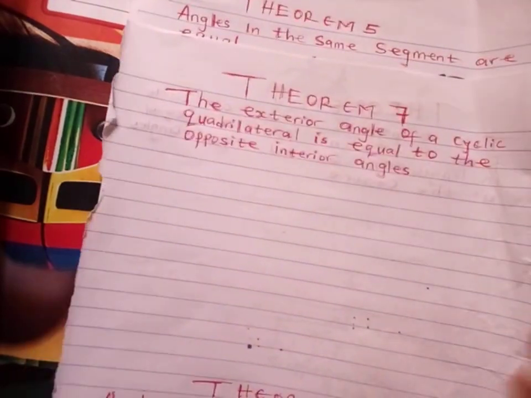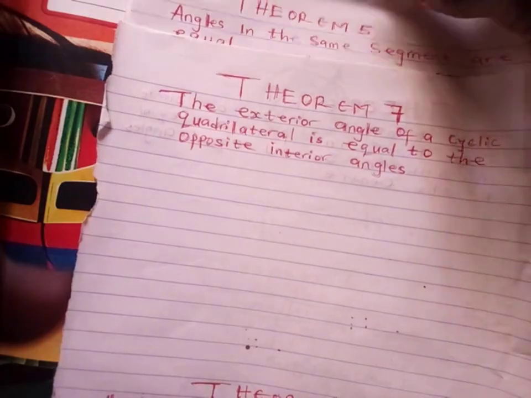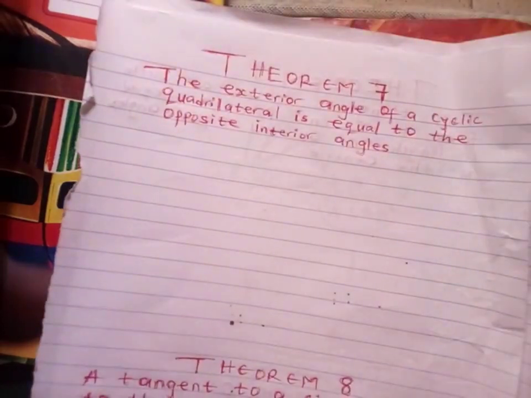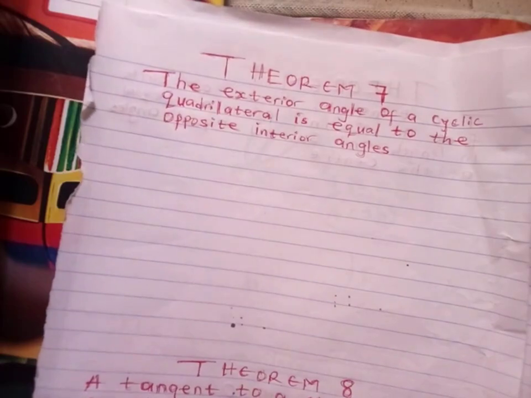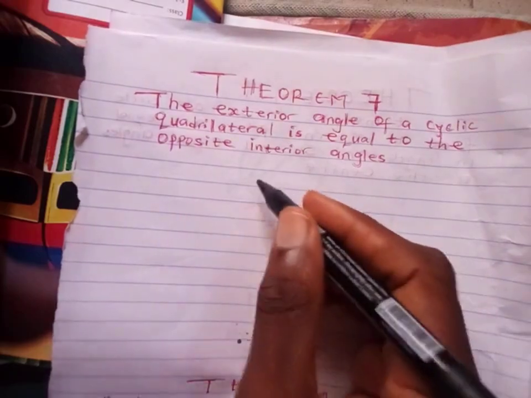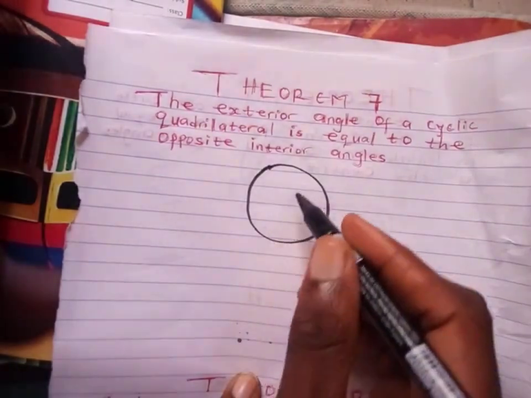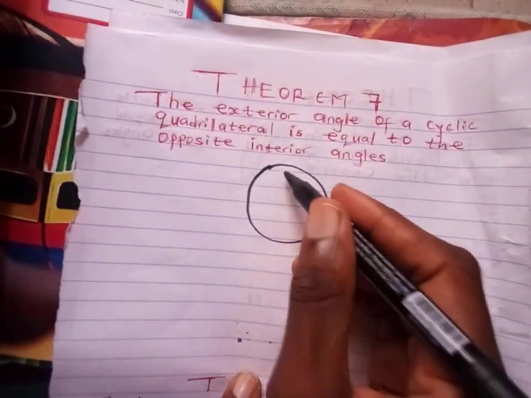Theorem 7 is saying that the exterior angle of a cyclic quadrilateral is equal to the opposite interior angle. The exterior angle of a cyclic quadrilateral, which means here we also have a cyclic quadrilateral. So we have a circle and you have a cyclic quadrilateral.